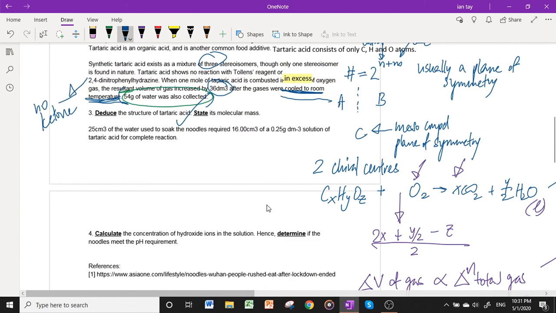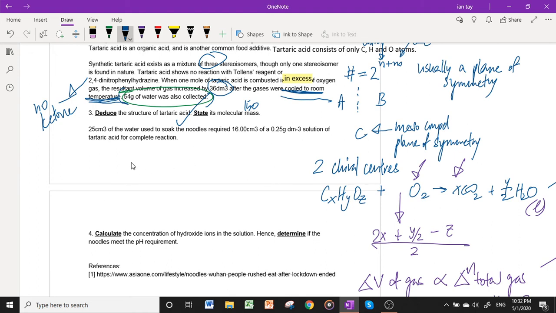Its molecular mass is 150. Note that you shouldn't give the units of gram per mole, because this is relative molecular mass. Relative molecular mass is actually a ratio, so it's unitless. But the absolute value of the relative molecular mass is equal to the molar mass, molar mass having units of grams per mole. So just a bit of a throwback to secondary school stoichiometry and units.